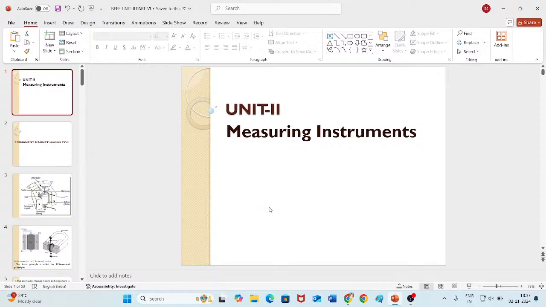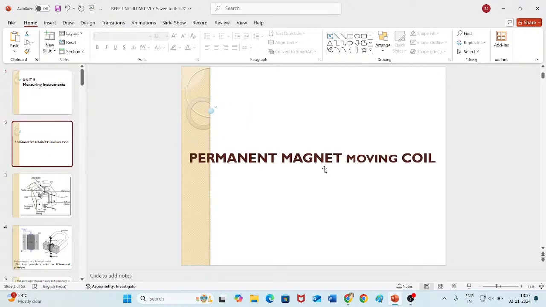So today we will discuss the measuring instruments. We will discuss three measuring instruments: permanent magnet moving coil, moving iron, and Wheatstone bridge. So I will start with permanent magnet moving coil.